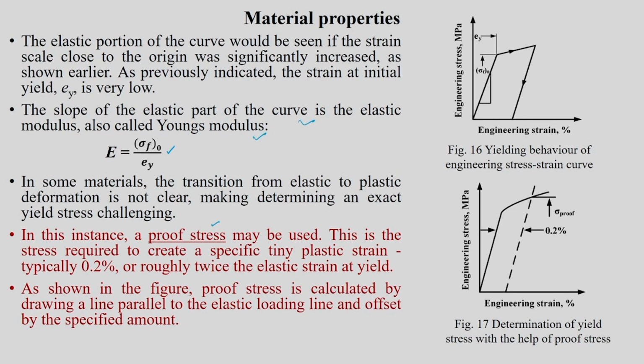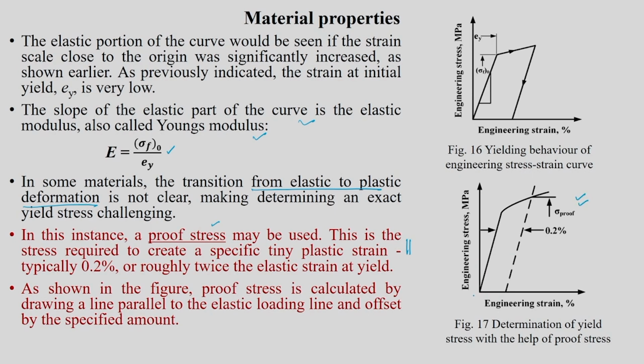And in some materials, what happens is the transition from elastic to plastic deformation is going to be unclear. There will be a smooth transition from elastic to plastic. So, in that type of materials you have to be careful in calculating the yield strength, and for that we are going to use this particular method. What we do here is zoom in to the initial part of the engineering stress strain curve, which is what is given here.